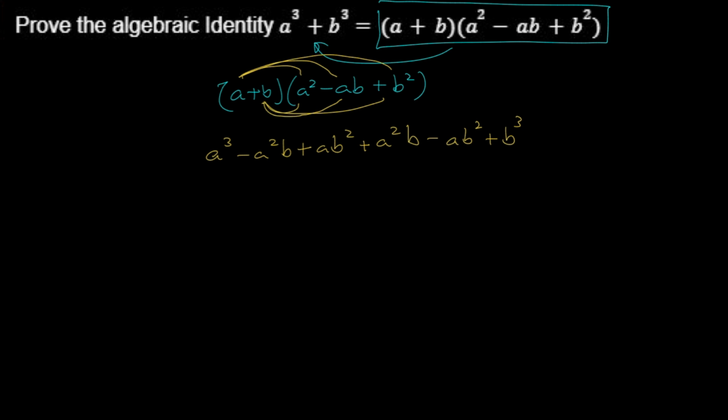We'll just have to combine like terms now. There's no other a cubes, so our a³ will come down. We have a negative a²b and a positive a²b, so they're going to cancel out. We have an ab² and a negative ab², so they'll cancel out as well. So my plus b³ comes down, and as you can see, we have now ended up with the left side of the identity we were trying to prove. So therefore, we have successfully shown algebraically that this is true.